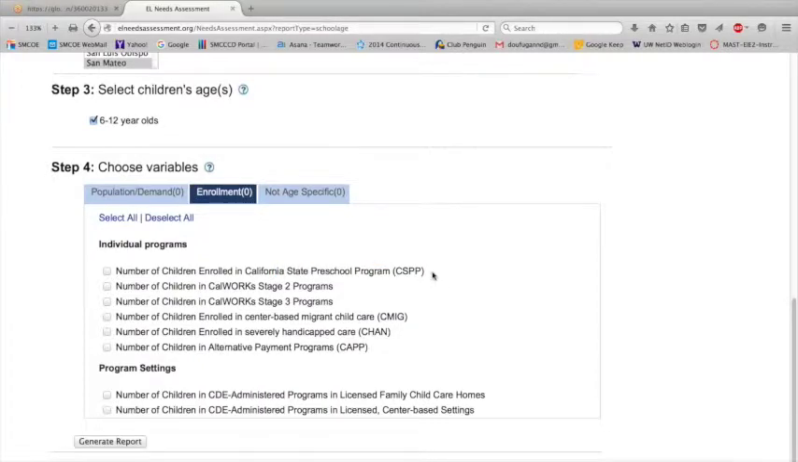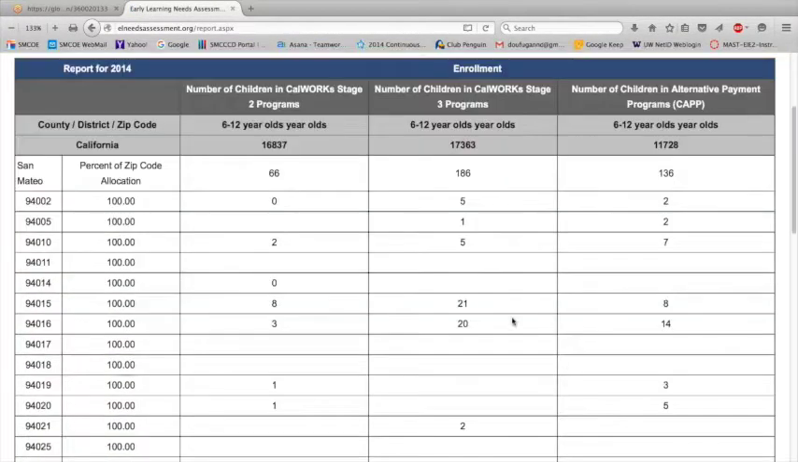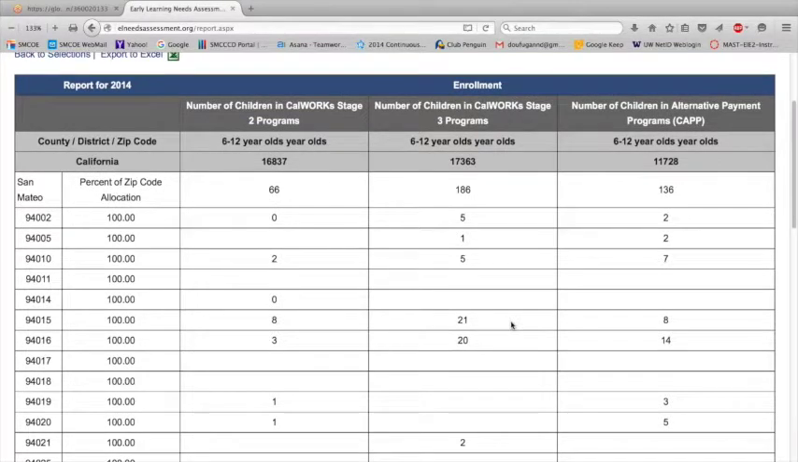Okay, so these children would not be enrolled in state preschool. They would be enrolled in CCTR, used for school-age children. So that's the thing that's not present here at the moment, and that we will find out why and get it corrected.